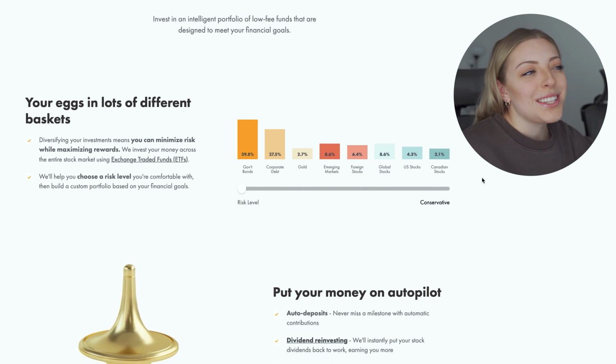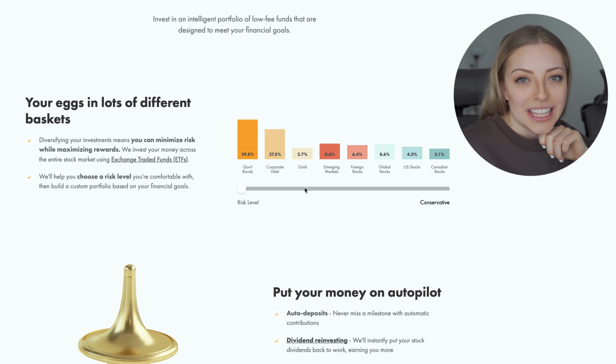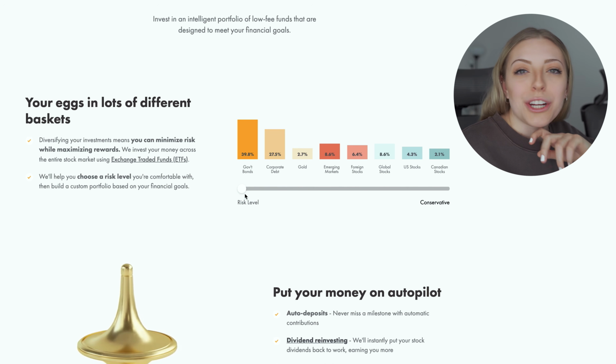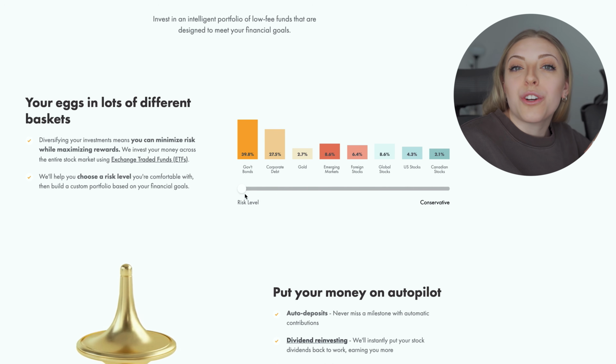Okay, so this is the Wealthsimple Invest site and specifically their How It Works page. And the reason we're here is because we're looking at this risk level sliding tool that they have. So this is where you can really see what your portfolio allocation is going to look like based on what type of risk level and what type of portfolio you end up having.